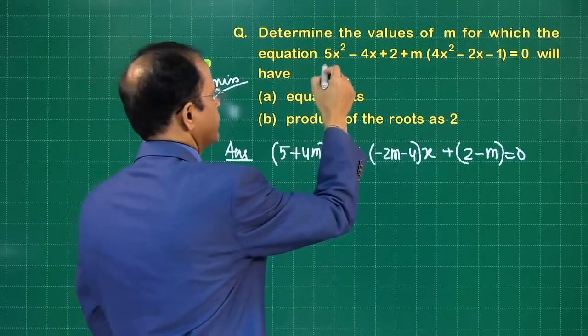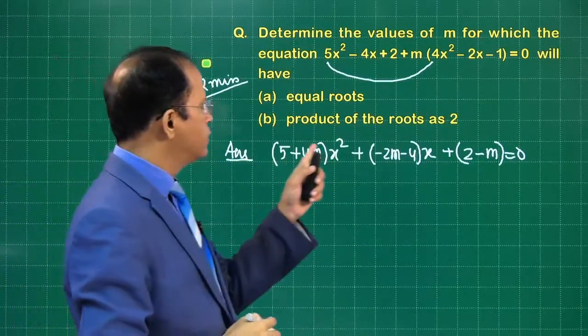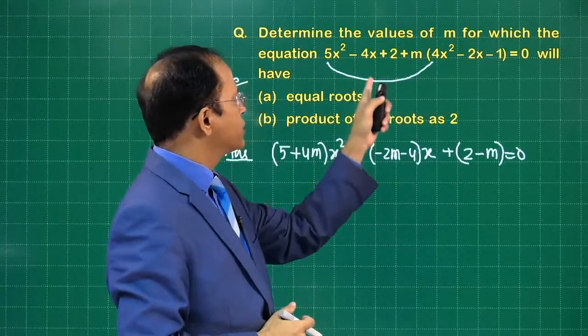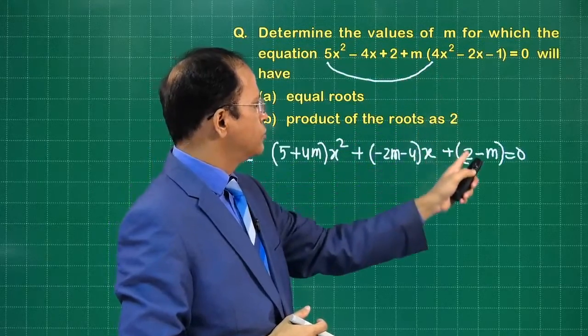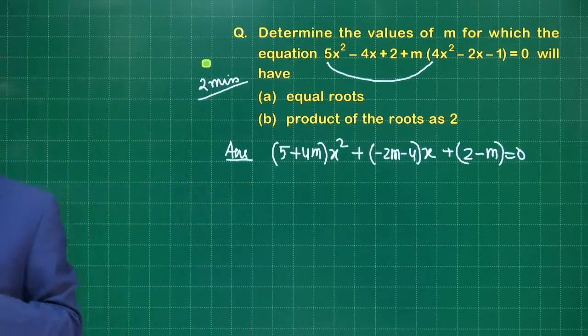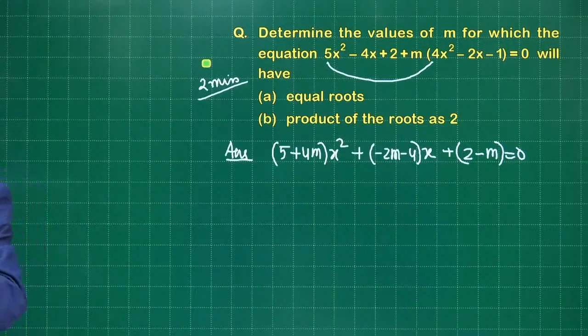What I have taken? I have taken 5 and 4m together, (5 + 4m) x², and (−2m − 4) x. From here, 2 is left out, so 2 − m is equal to 0. I think this is the first step you people can try, isn't it? m is equal to 1 we get, is it? So just have a look at this part. Come on, students.